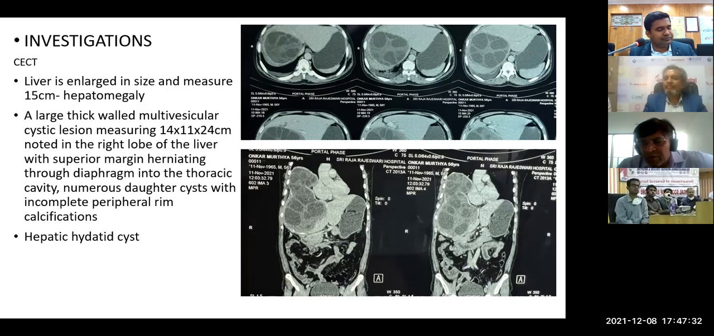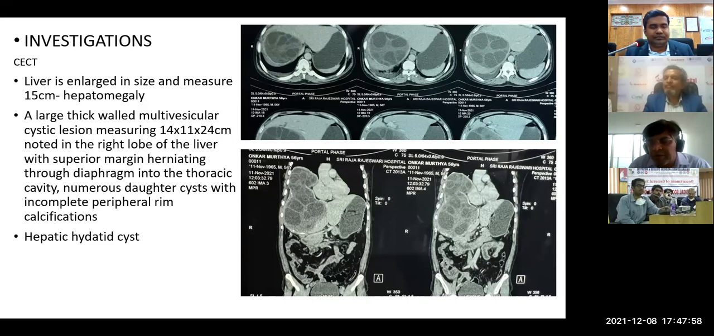What is the recurrence rate in such patients? Sir, if there is no spillage, there should not be any recurrence, sir. No. Even if there is no spillage, there is recurrence. Recurrence is there. But I know your point is that if there is no spillage, the recurrence rates are less. Yes, sir. But you can't say no recurrence at all. Less recurrence rate. Yeah. What is the percentage?